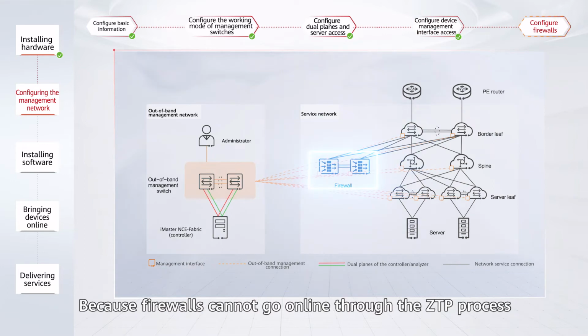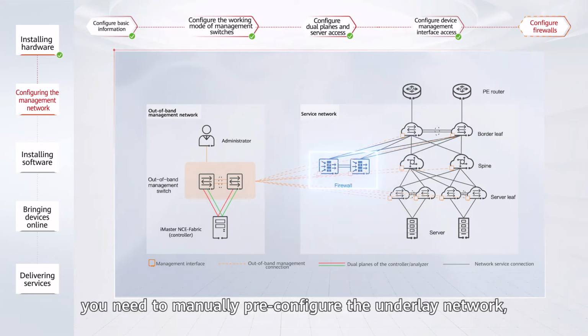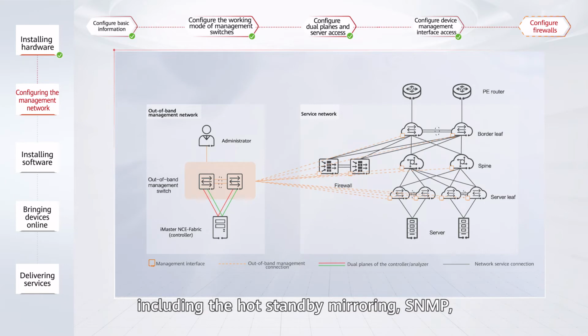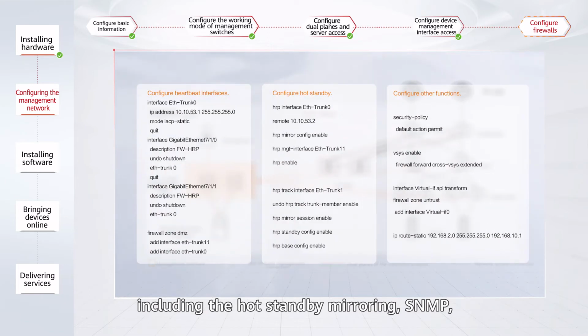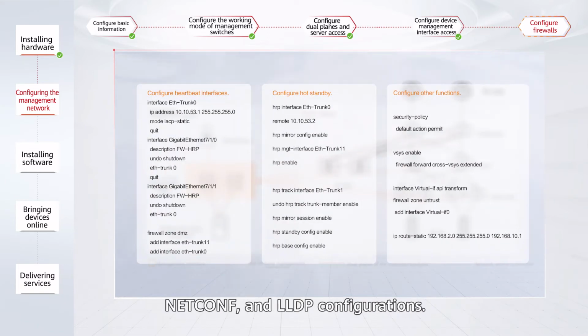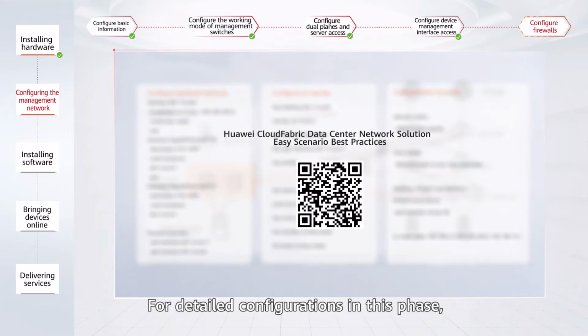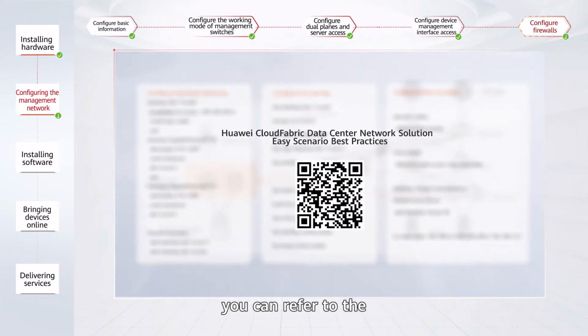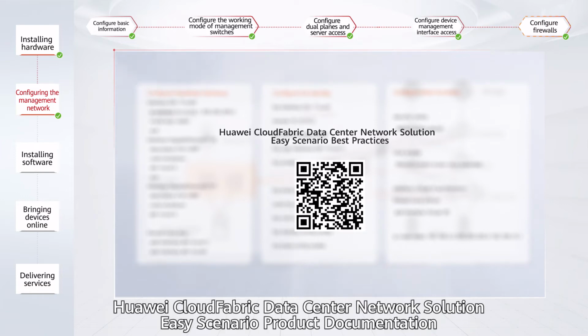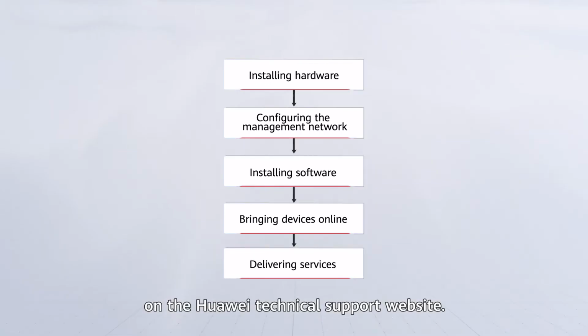Because firewalls cannot go online through the ZTP process on iMaster NCE Fabric, you need to manually pre-configure the underlay network, including the hot standby mirroring, SNMP, netconf, and LLDP configurations. Here, only some key configurations are provided. For detailed configurations in this phase, you can refer to the Huawei CloudFabric Data Center Network Solution Easy Scenario product documentation on the Huawei Technical Support website.